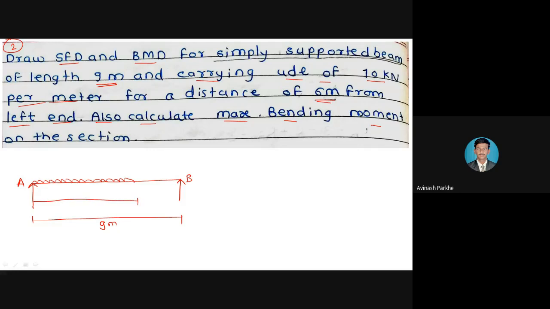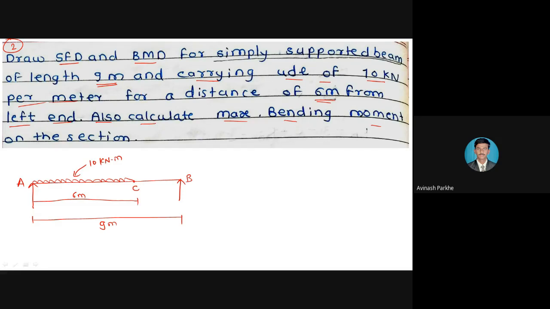So this point A is present at the left side. From this point A, the 6 meter UDL is applied, and this point will be considered as point C. That means the distance from point A to point C represents the 6 meter distance, and in between AC the UDL is applied. The magnitude of UDL is also given, 10 kilonewton per meter. And what we have to do? We have to draw the shear force diagram, the bending moment diagram, and also calculate the maximum bending moment.